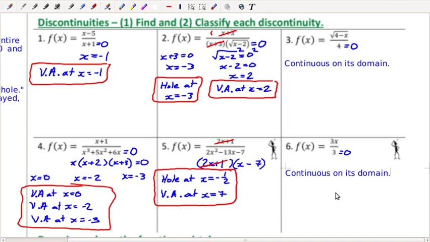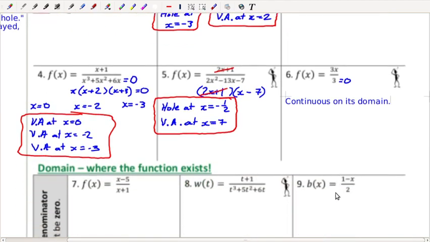Alright, if you need a little bit of time, rewind it, rewatch it, go ahead and do that now. Make sure you've taken it all down, because we are moving on.